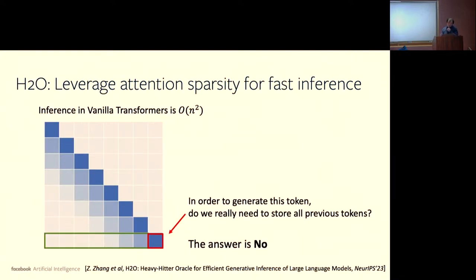We also have a paper called H2O that tries to leverage sparse attention for fast inference. We all know that if you compute the attention, it's n squared. For each of the new tokens you want to compute attention for, you have to go through all the previous tokens. It's n squared. But the question is, do we really need all the previous tokens? And the answer is actually no.